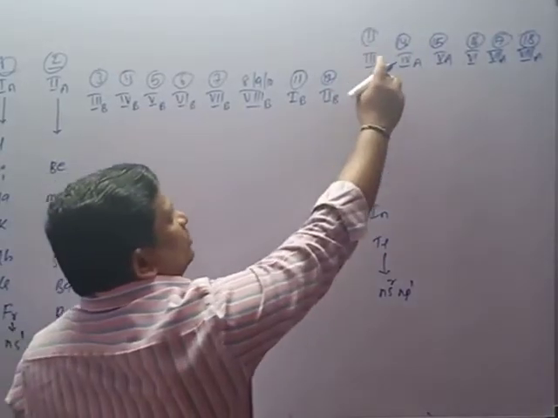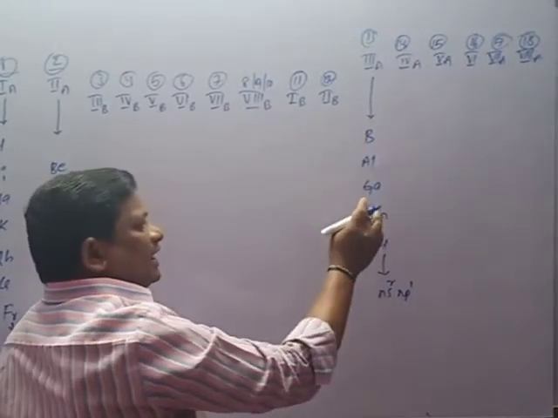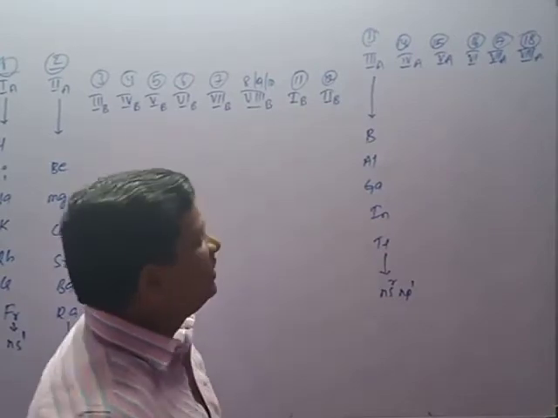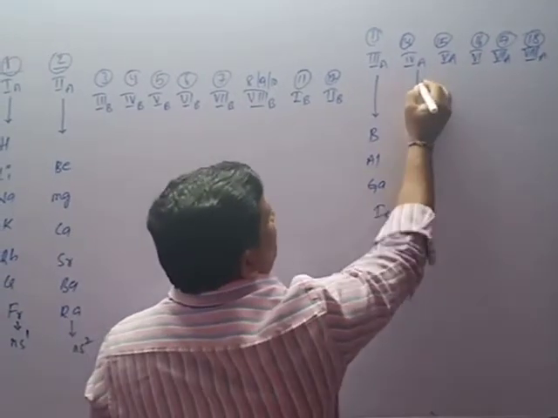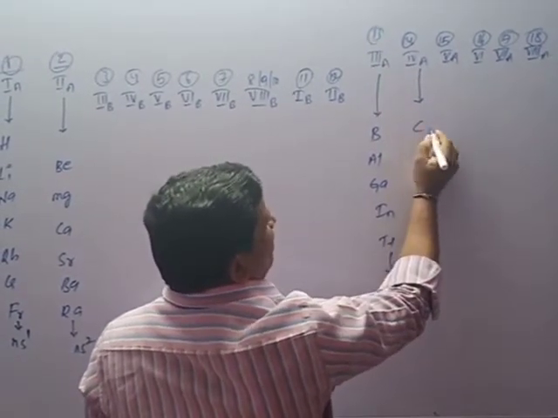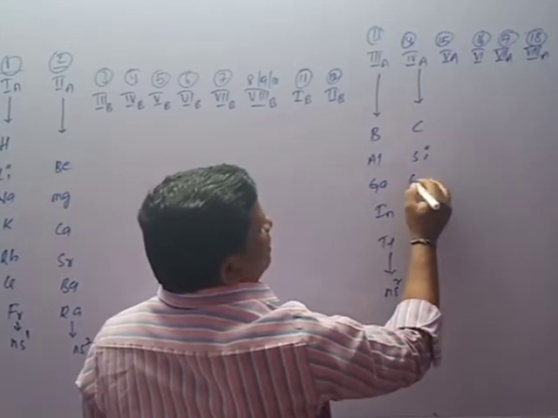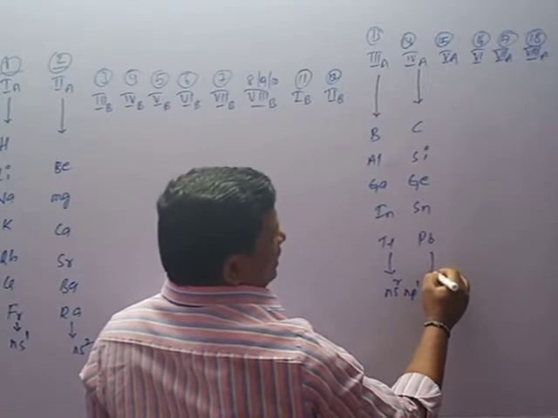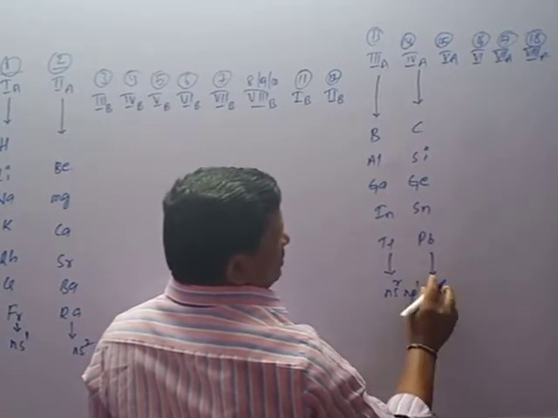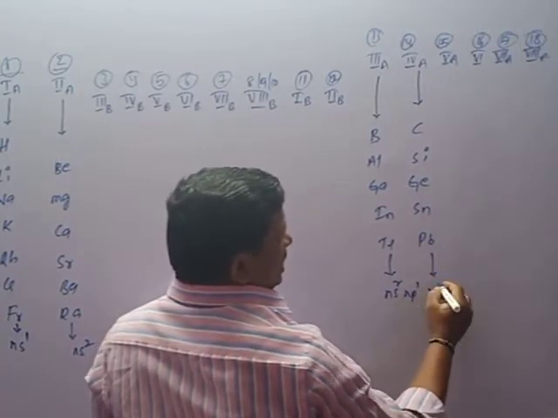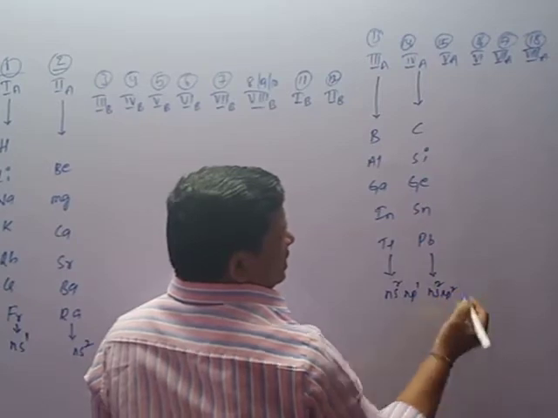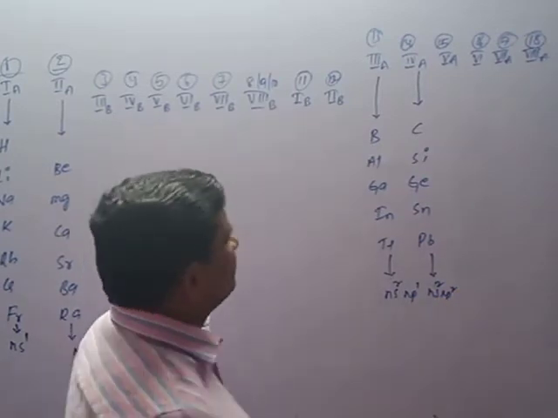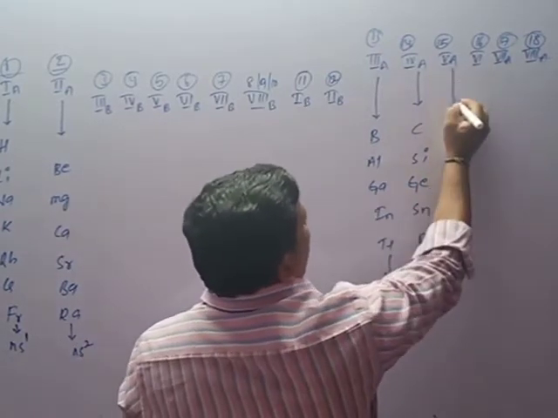So then the 13th group, or third A group: boron, aluminum, gallium, indium, thallium. Configuration ns2 np1. The next one is the fourth A group: carbon, silicon, germanium, tin, and lead. Configuration ns2 np2. Now the fifth group elements.